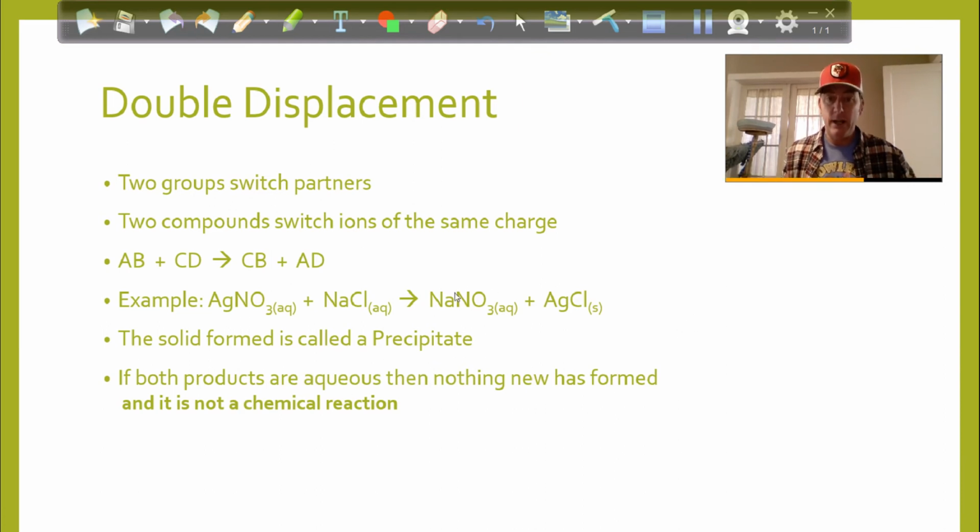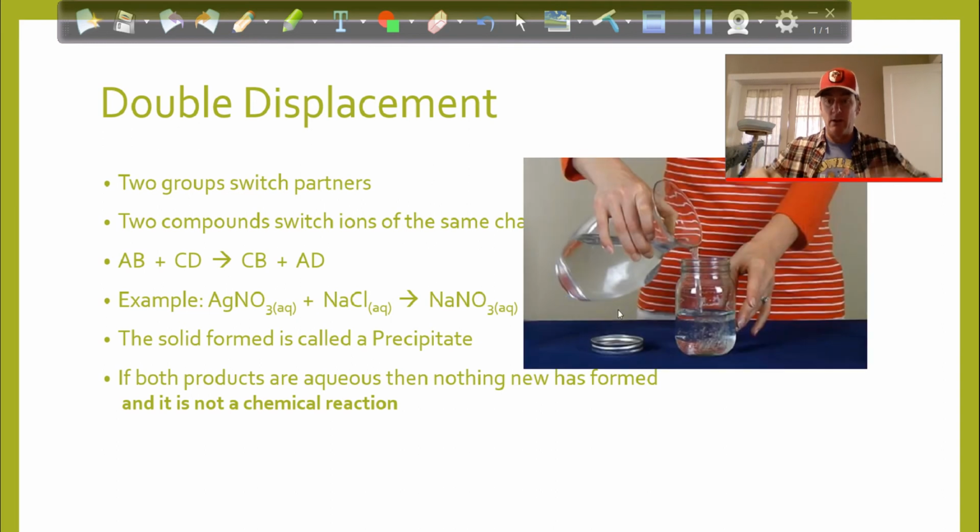If both products are aqueous, then nothing new is formed. When you mix this, it's like, oh, I put these two together and nothing happened. So you would say, yeah, there's no chemical reaction going on. It is just a physical reaction.